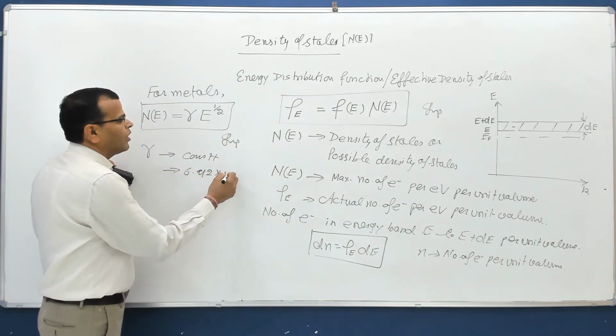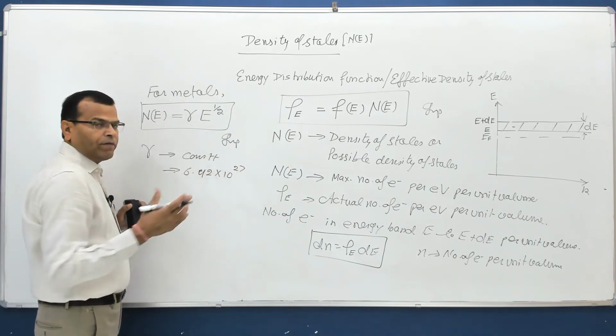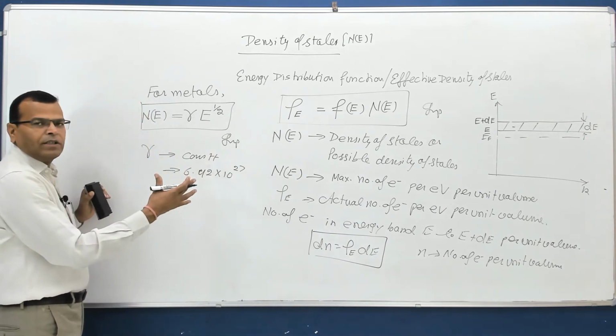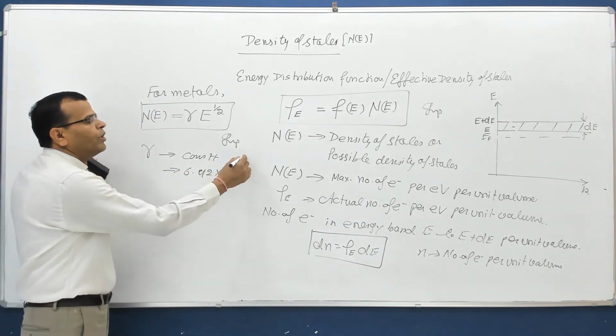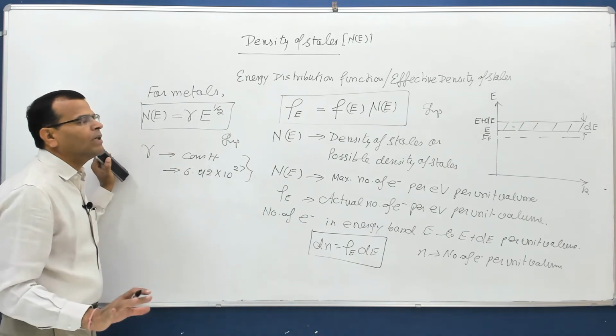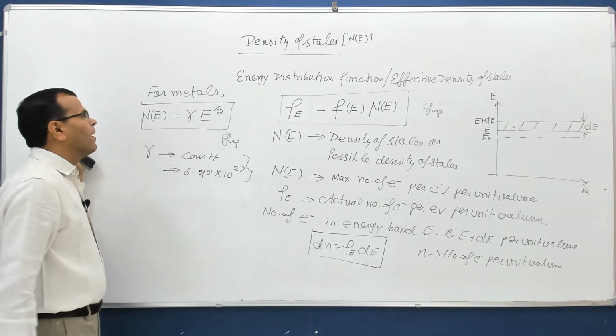6.42 into 10 to the power 27 approximately. This is an approximate value, and that is gamma, a constant. But you don't need to remember this. If you have a numerical, it may be given, but there is least possibility, especially in GATE. There can be a question in engineering services.